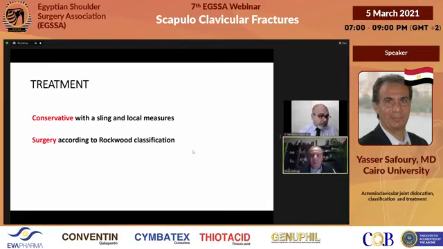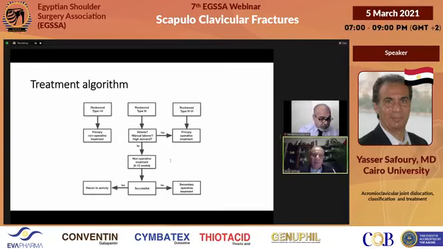Conservative treatment is for types 1 and 2, and this is by sling and local measures. For surgery, we follow the Rockwood classification for the types of fractures and dislocations and the type of treatment. So there's an algorithm of treatment beginning with types 1 and 2, which are primarily non-operative, by conservative treatment. Types 4, 5, and 6 are for operative treatment directly.